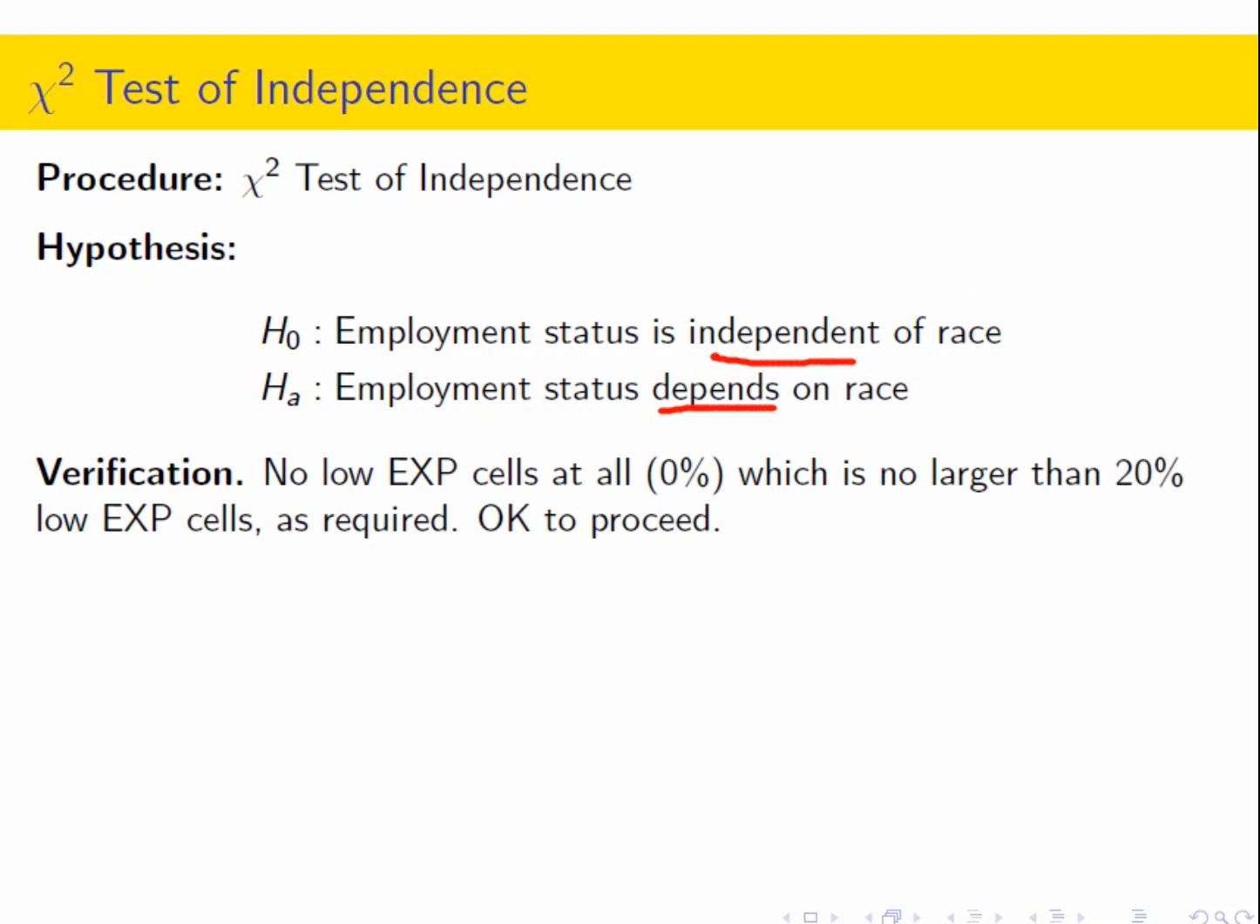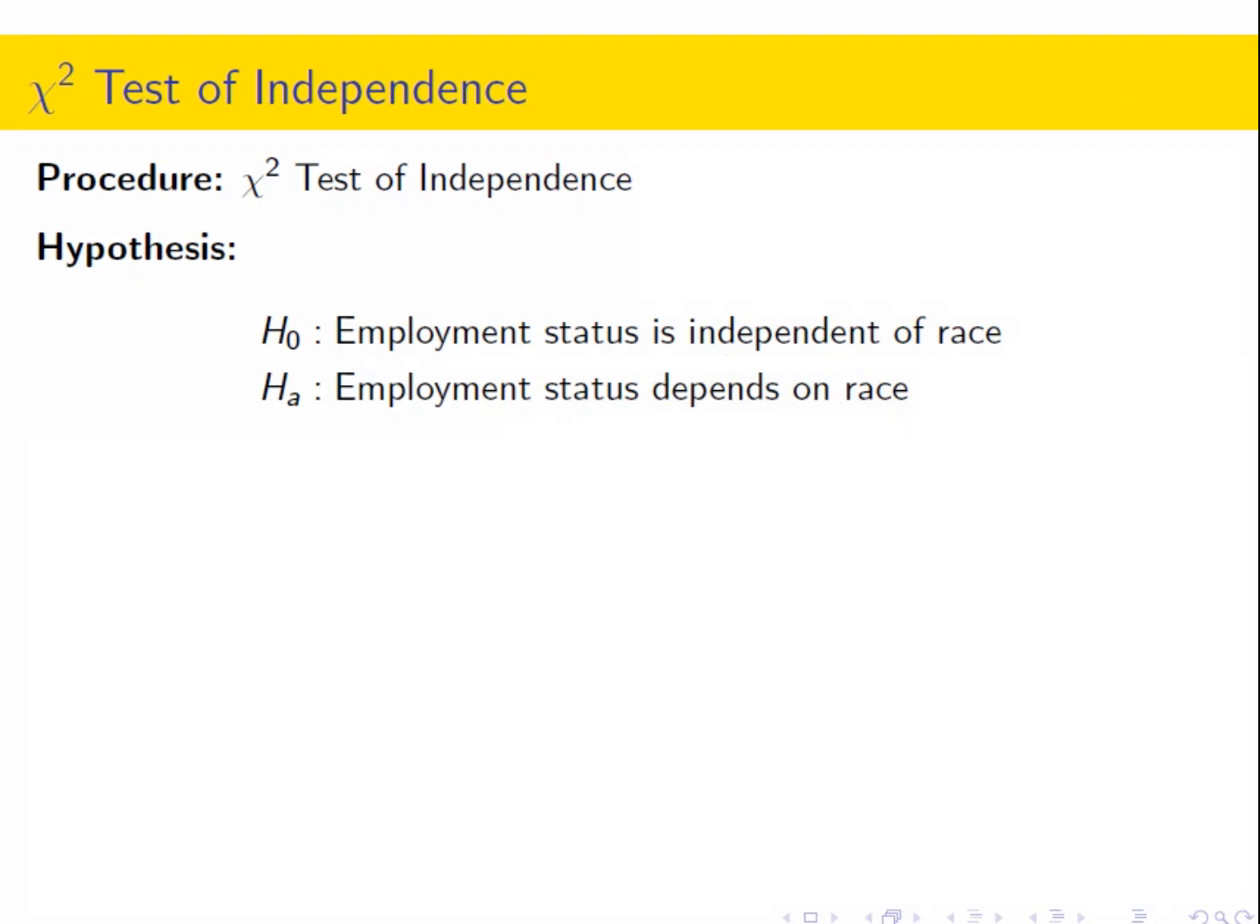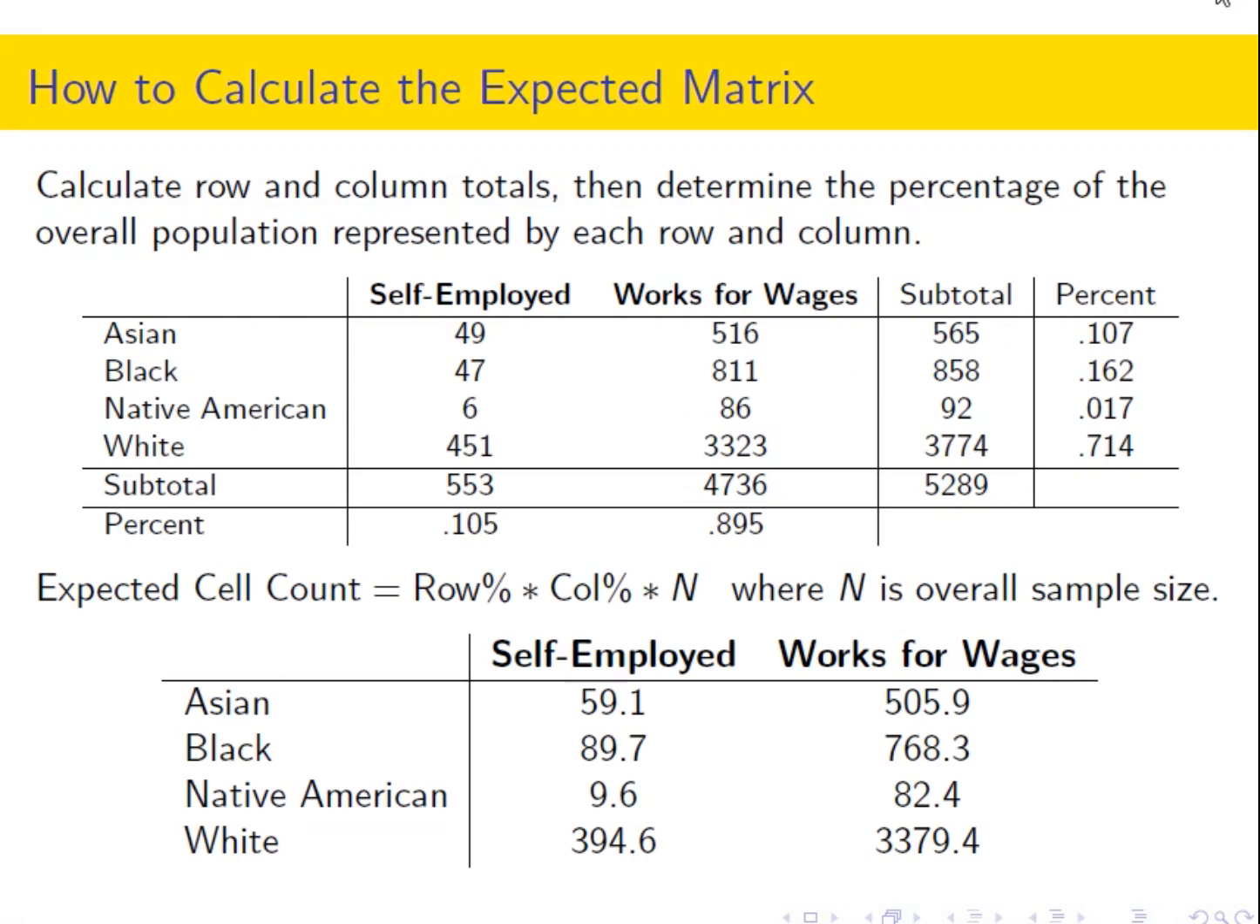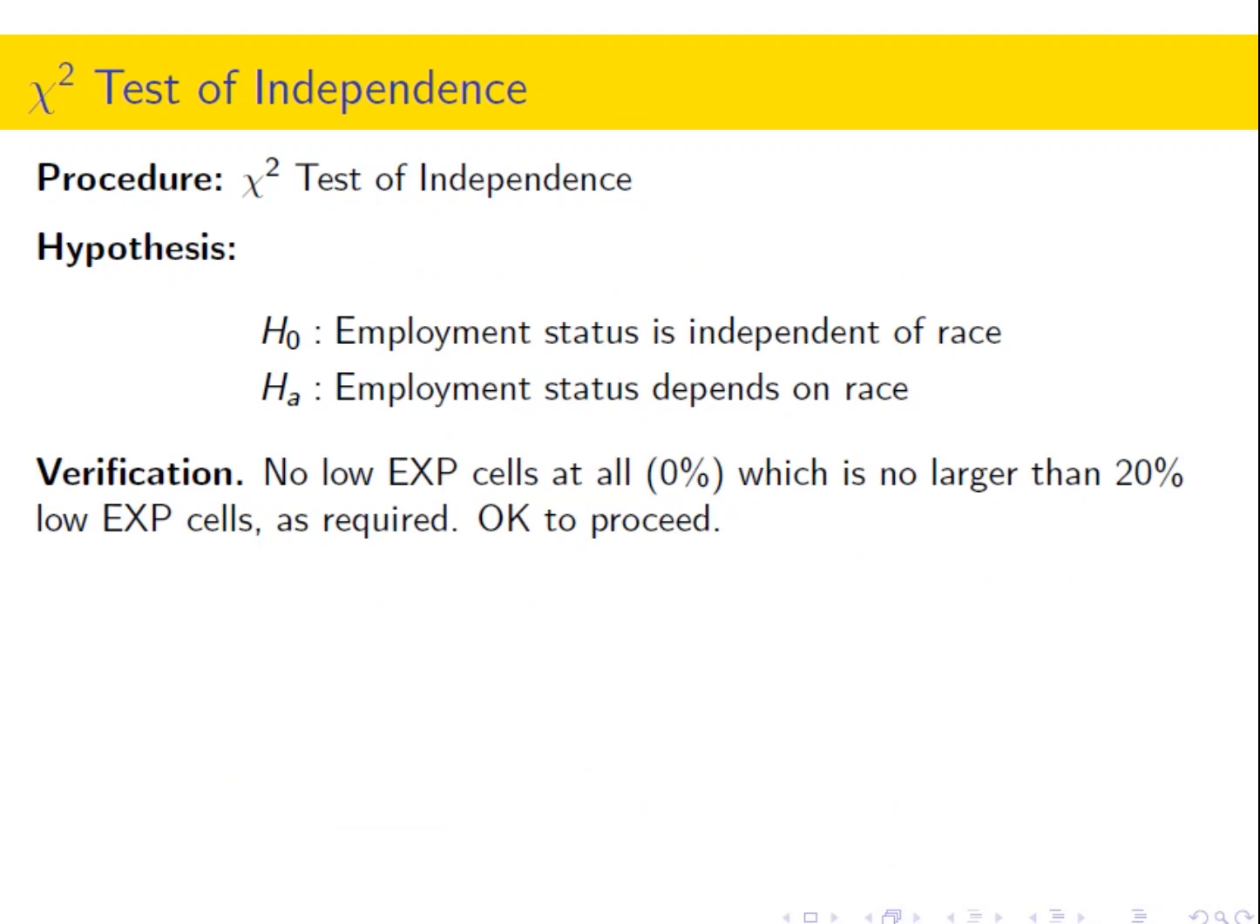Verification: you can look at the expected matrix, we have it right here, and even though there were some signs of lower cell counts, none of the expected cell counts actually turned out to be low, so this passes verification, and it's okay to proceed. We had 0% low cell counts, and we were allowed up to 20%. With 8 cells, we could have had 1 out of 8, which would be 12.5% low cell counts, but we couldn't have had 2. If we had 2 low cell counts, that would be 25%, which is more than 20%, and then the data wouldn't be appropriate for chi-squared procedures.